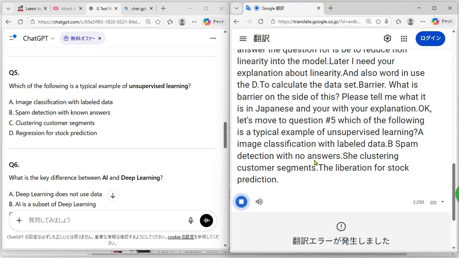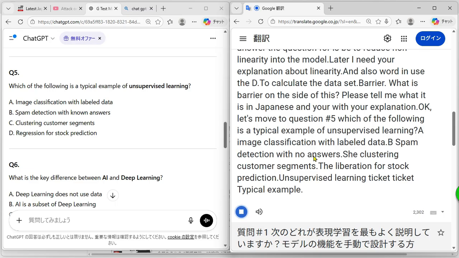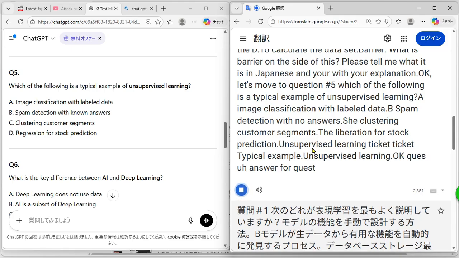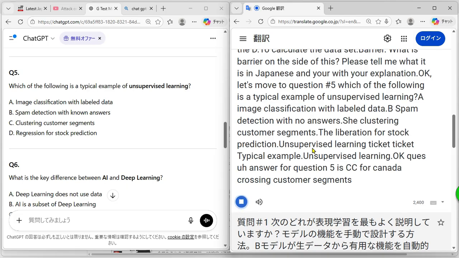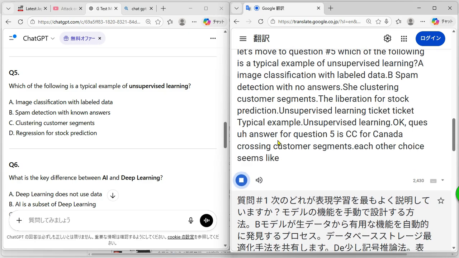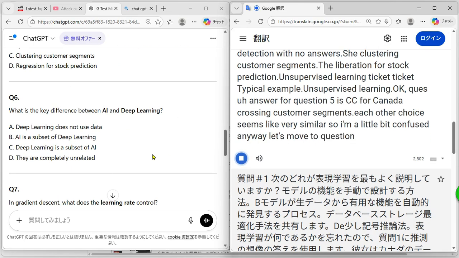Well, unsupervised learning, typical example. Answer for question 5 is C. C for Canada. Clustering customer segments. Each answer choice seems very similar, so I'm a little bit confused. Anyway, let's move to question number 6.